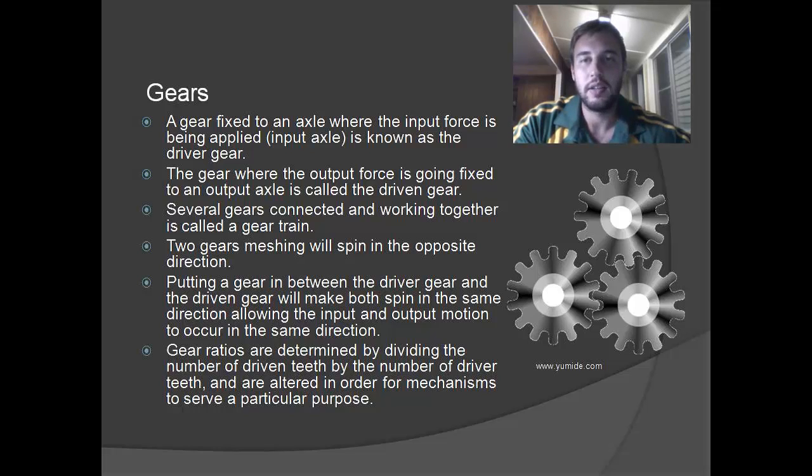The way the gear trains are configured depends on the desired output. Gear ratios are determined by dividing the number of driven teeth by the number of driver teeth, and are altered in order for mechanisms to serve a particular purpose.